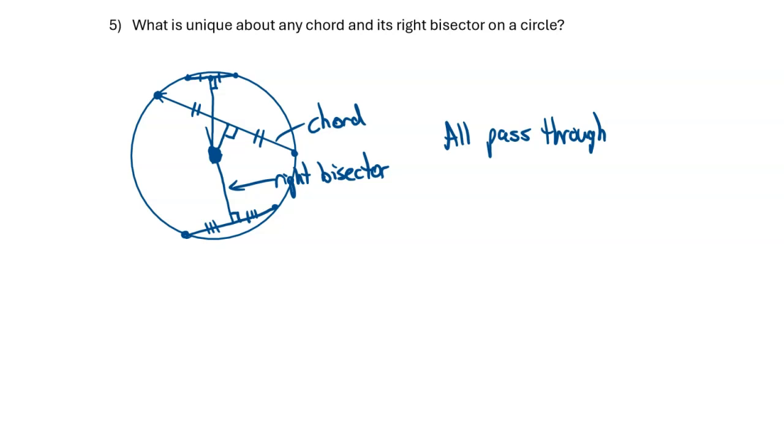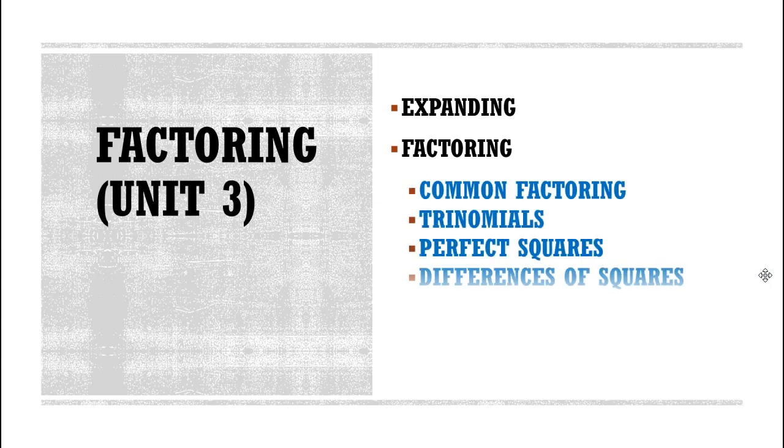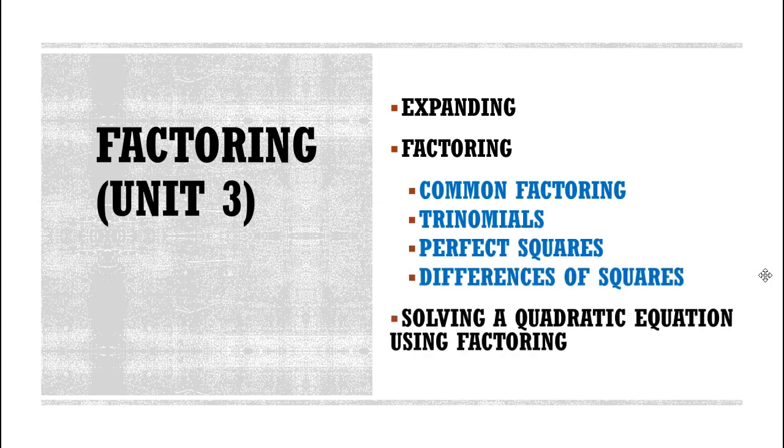Which brings us to the end of analytic geometry. We've looked at circles and we've looked at triangles, and that's all that we need to know about analytic geometry from grade 10. Unit 3 is all about factoring. We're going to start by expanding, then we're going to learn how to common factor, then factor trinomials, perfect squares, and differences of squares, and finally solve a quadratic equation using factoring.